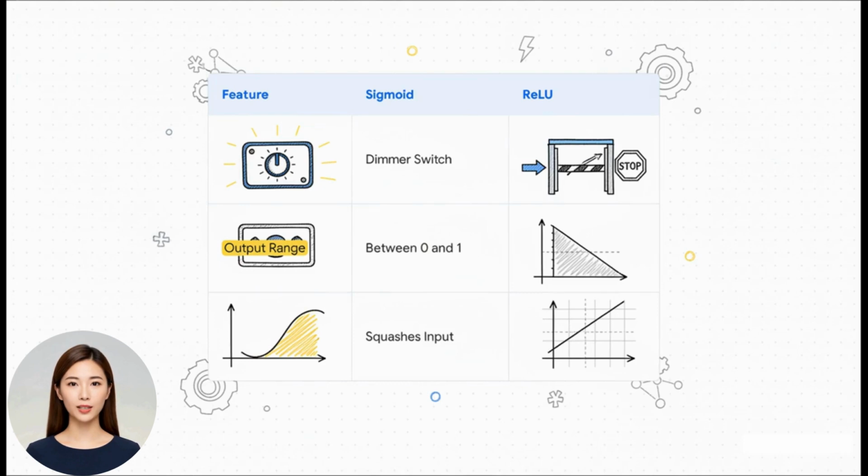So let's just put them side by side. You've got the sigmoid dimmer switch, always giving you that smooth output between 0 and 1. And then you've got the ReLU on-off gate, which gives you either 0 or whatever the original positive number was. Two totally different rules for making a decision.